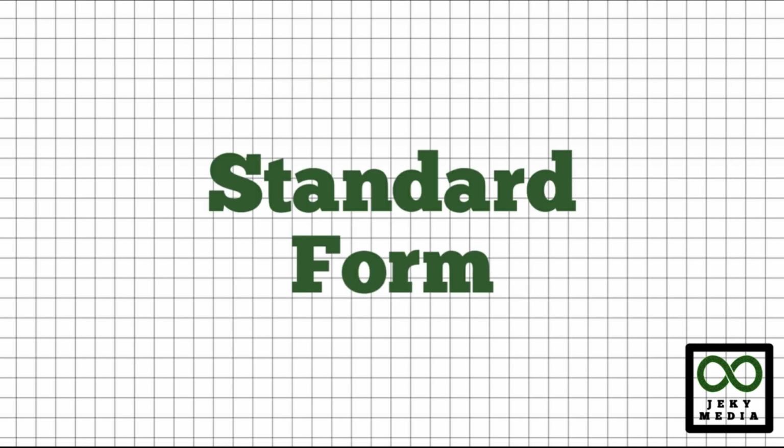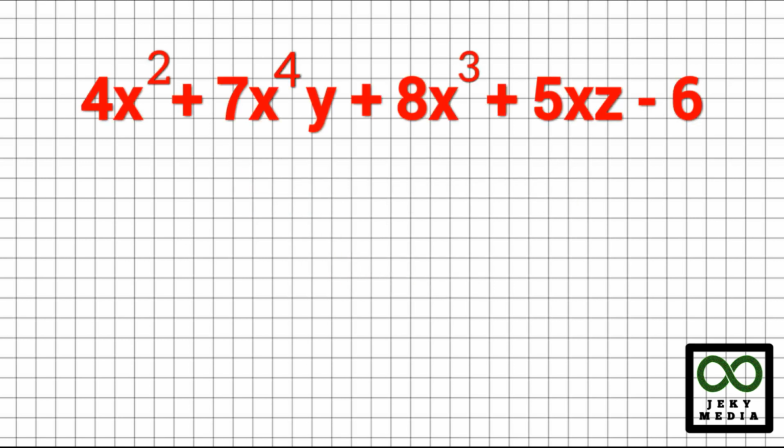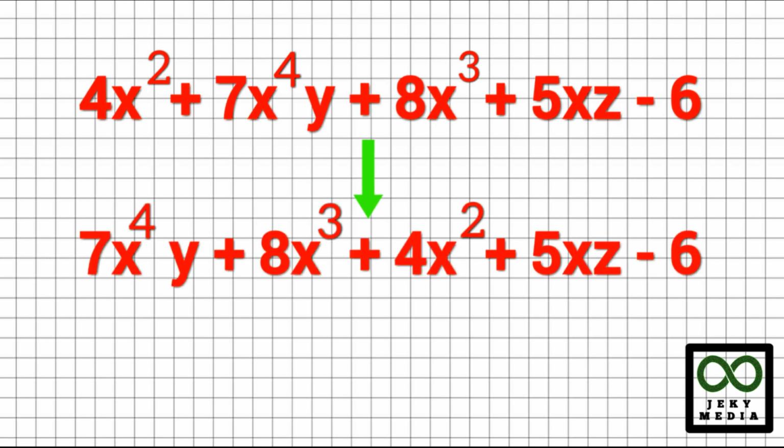In dealing with long-chain polynomials, it is convenient to work with them when we know the standard form. To get the standard form, arrange all the terms in descending order of degrees, just be careful with the operations. For example, the given polynomial is arranged in standard form: 7x raised to 4y plus 8x cubed plus 4x squared plus 5xz minus 6.